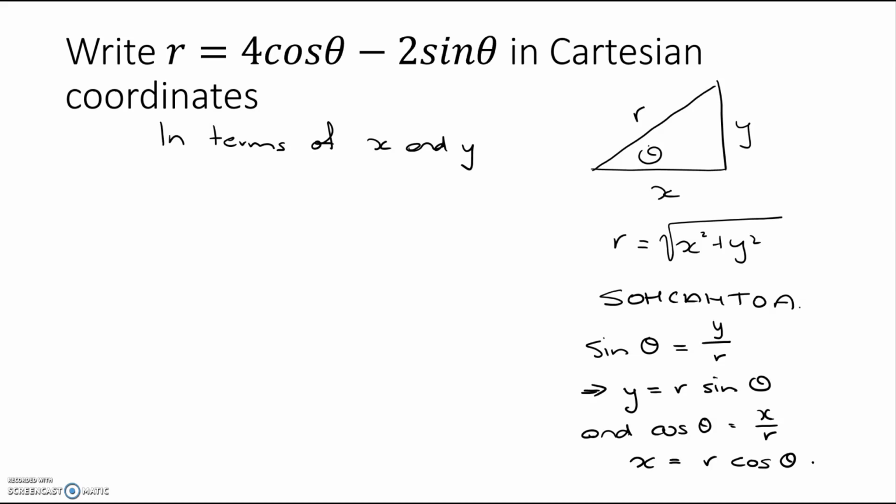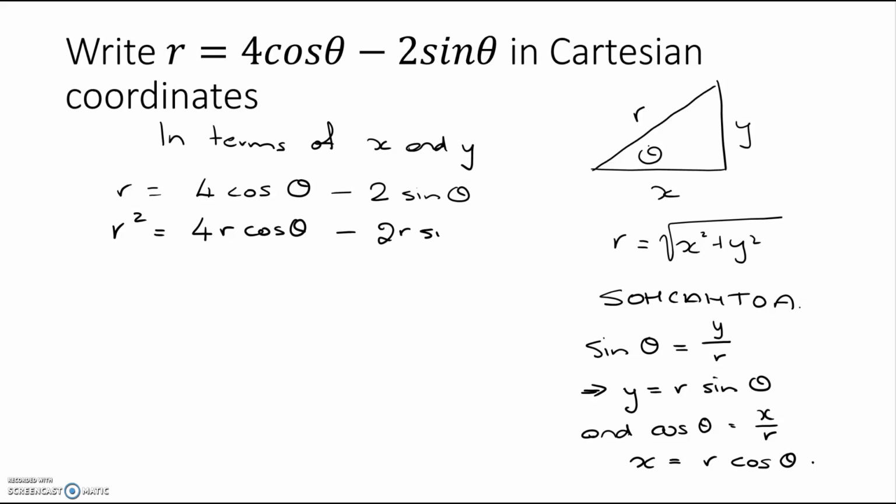Alright, let's now have a look at the question. Very many of these questions start off by the first step being multiplying by r. So I'm going to do that here. I'm going to multiply both sides by r. So the left-hand side becomes r squared, and the right-hand side becomes 4r cos theta minus 2r sin theta.